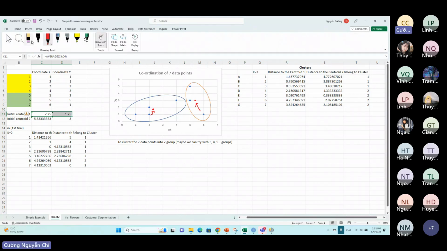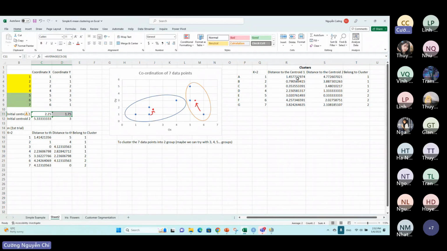Okay, so now the centroid has been changed, and also all the distances to the centroid have been changed too. You can see they have been updated over here, right? They have been updated over here, and you can see the distance to the centroid is changed. Now, it looks like the first 3 data points A, B, C belong to cluster 1, and D, E, F, G now change and belong to cluster 2.